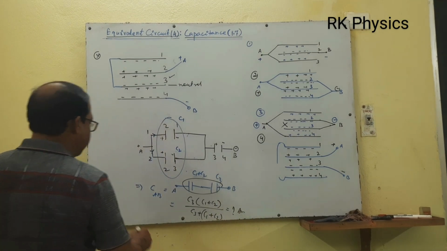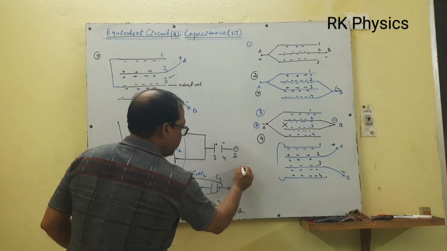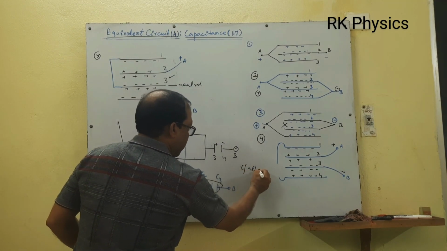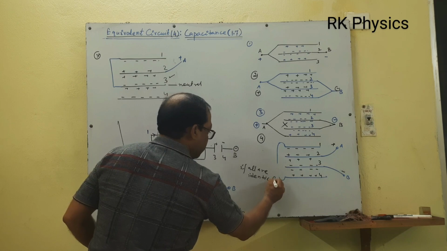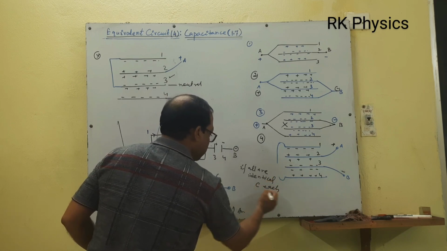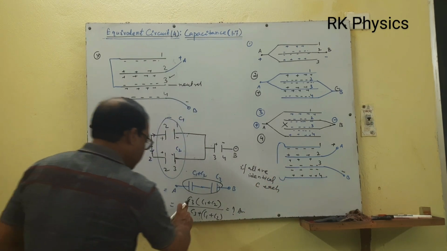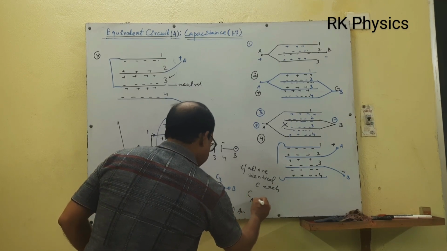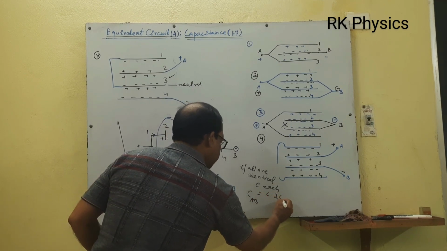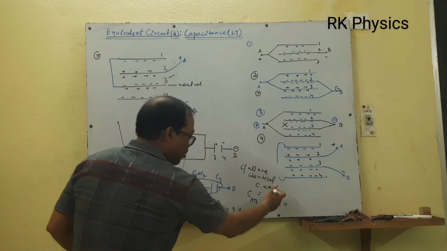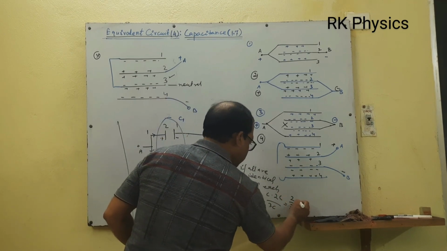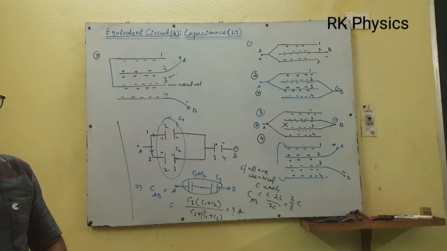If all are identical, C each, if you take, then this is CAB, this is C into 2C divided by 3C. Now C's cancel, this is 2 by 3 into C. Okay.